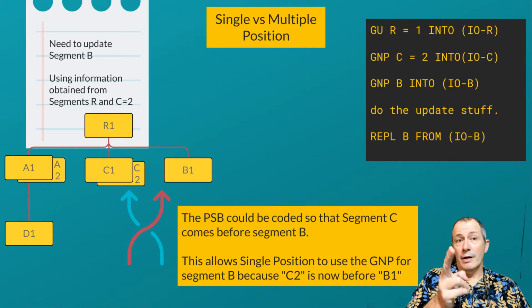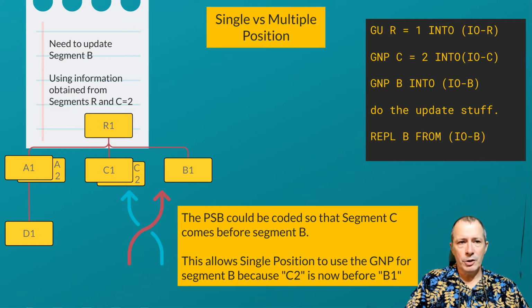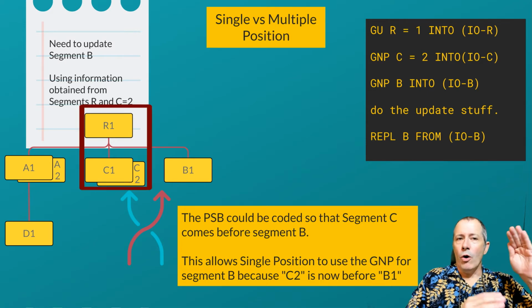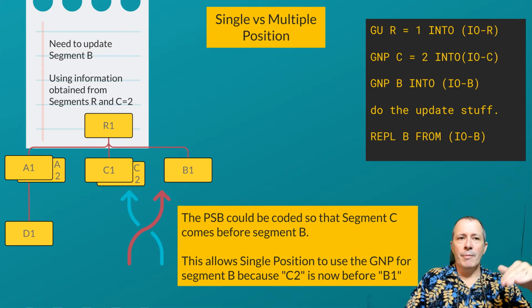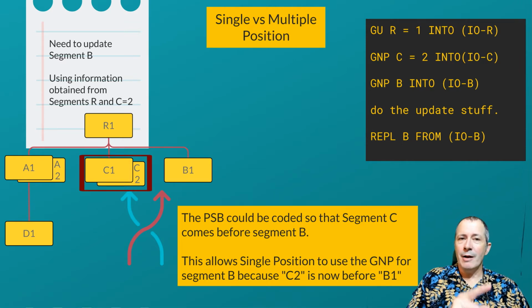This is a very interesting and unusual option for single position PCB. Rearrange the order of the segment in the PSB. This was rarely done in our shop because most PCBs defaulted to multiple positioning. In the PSB, code the RC hierarchy leg before the RB hierarchy leg. Now segment C comes before segment B in the PSB.